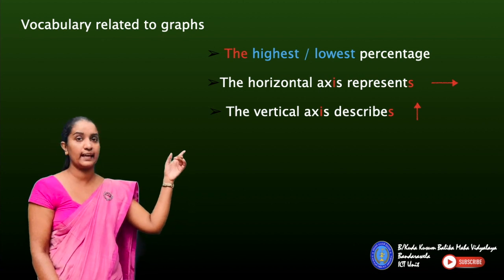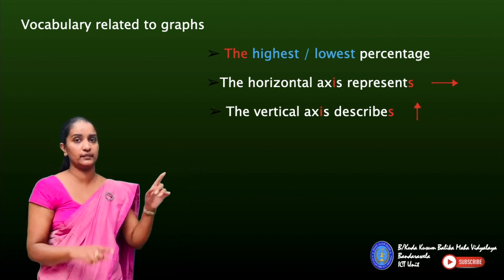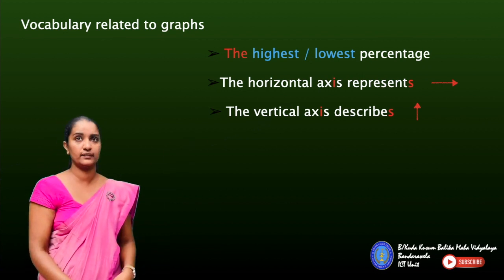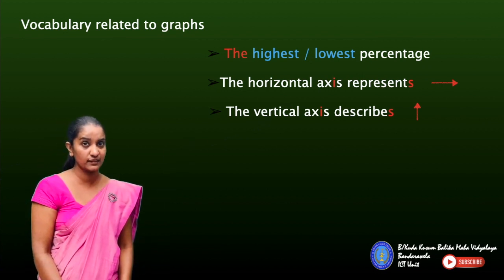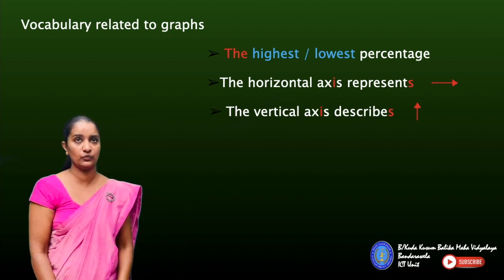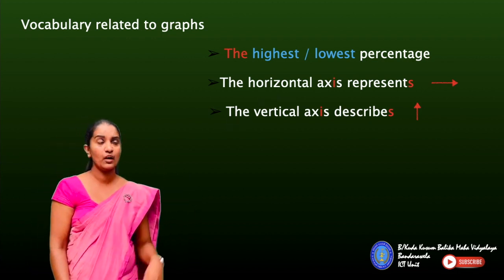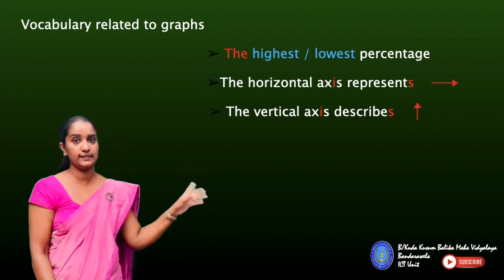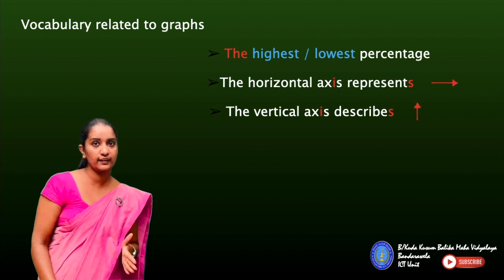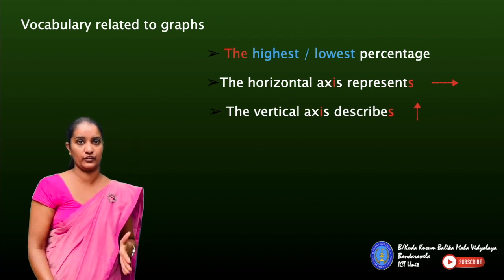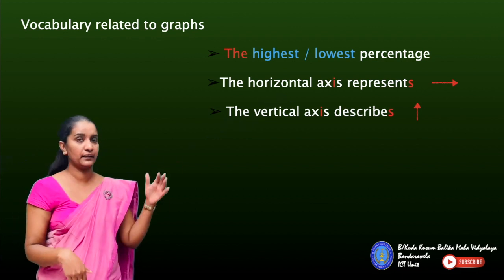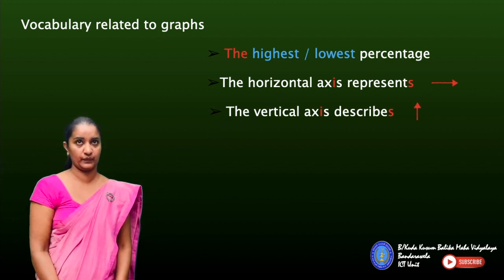Why did I write axis? Because it is only one. And why did I write represents with S? Because it is singular. And I'm going to tell you the meanings of these two. Horizontal axis means tira sakshya and vertical axis means sira sakshya. So if they are taken separately, it becomes a singular one.